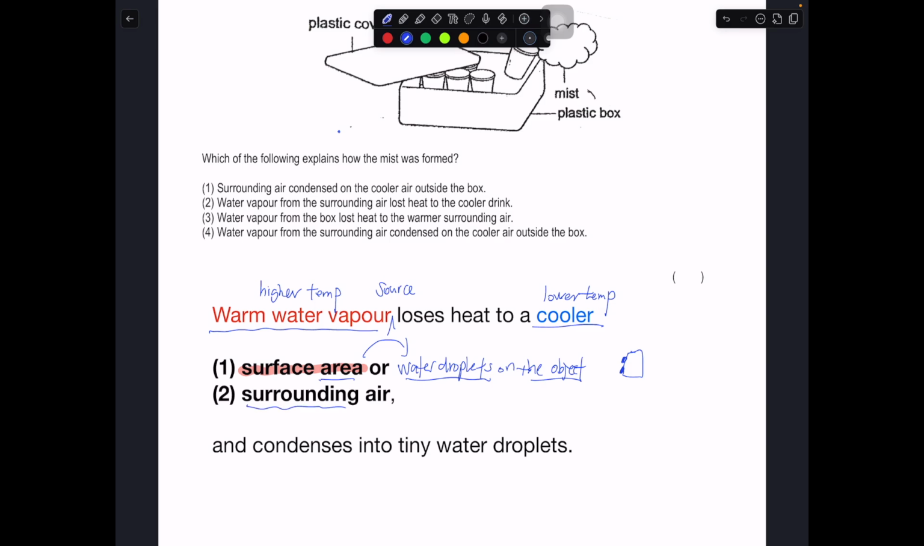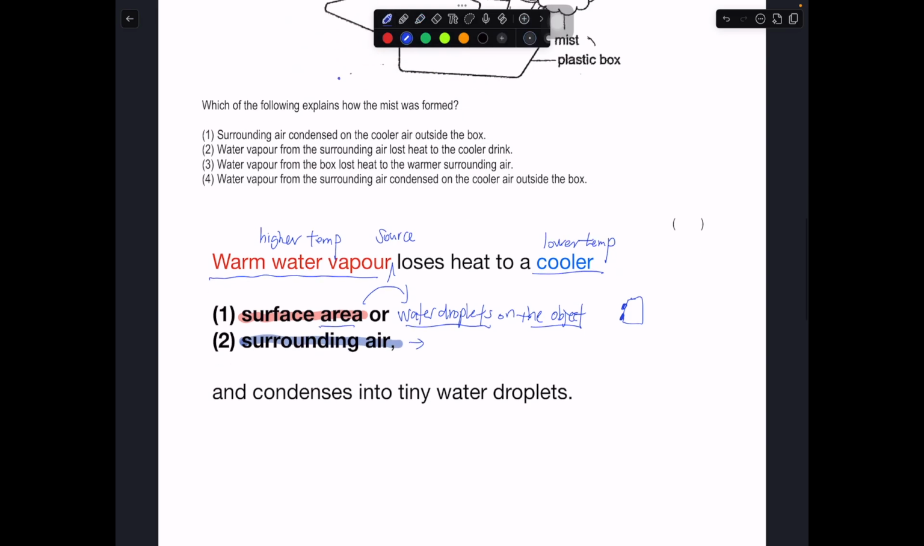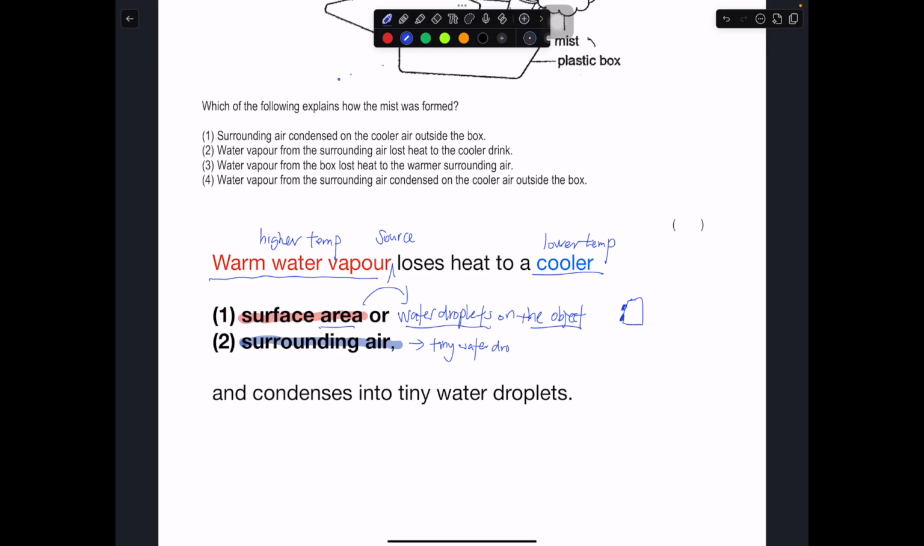Okay, so when the water vapor loses heat to a cooler surrounding air, it's a very different scenario. Okay, that means the object that you will see is very different. Okay, so you will see it is still made up of water droplets, but they are very, very tiny water droplets, okay, that remain suspended in the air because their mass is very light. So it will appear as mist, fog, or cloud.